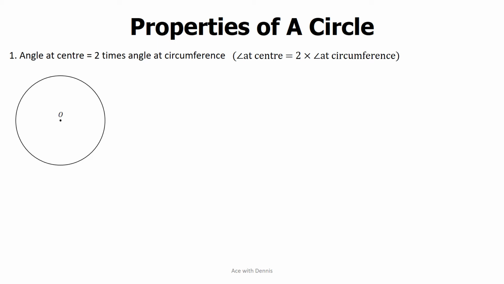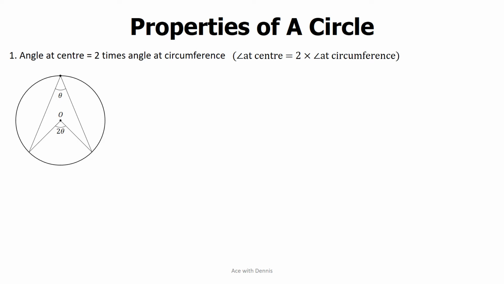This is the center of the circle, we label it as O, and this is the angle at the circumference, we label this angle as theta. This angle is the angle at the center, and it is 2 times the angle at the circumference, hence it is 2 theta. There are a few variations of the diagram, and all the variations are under the same property.